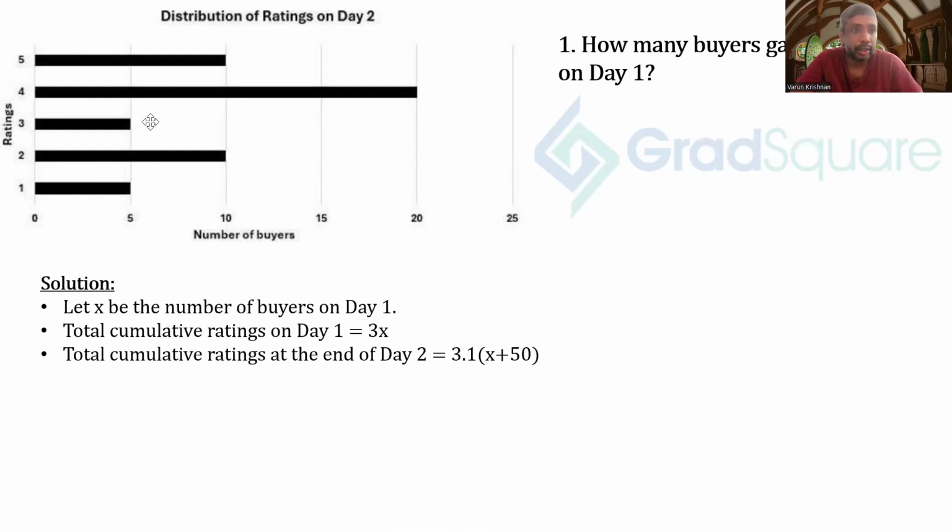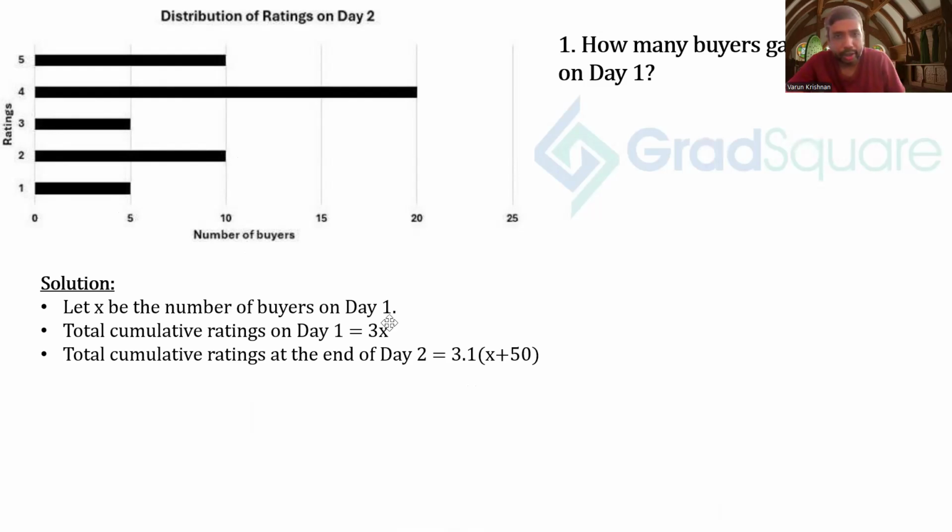That means 10 plus 20, 30 plus 5 have given 3. So 35 plus 10 have given 2. That is 45 plus 5 have given 1. So 45 plus 5, 50. So total number of buyers on day 1 and day 2 put together will be x plus 50. And the cumulative average is 3.1. So the total of all the ratings on day 1 and day 2 put together is x plus 50.